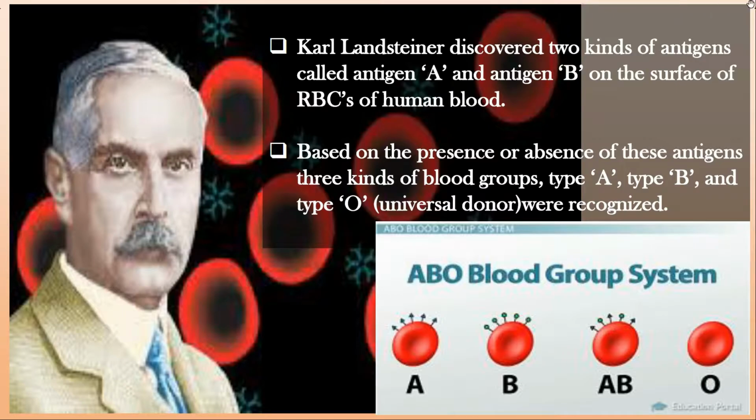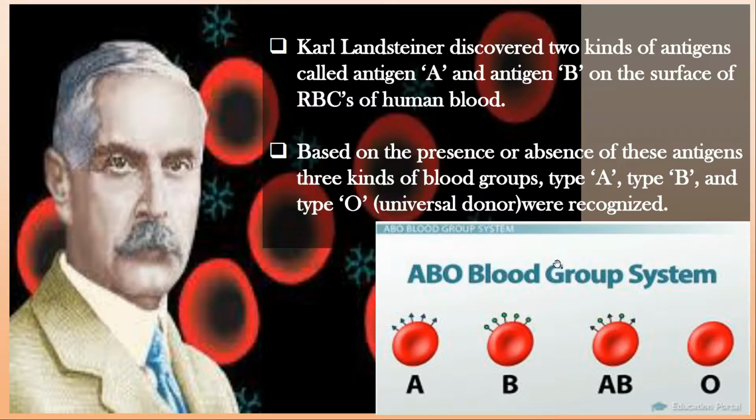Carl Landsteiner discovered two kinds of antigen, called antigen A and antigen B, on the surface of the RBC. Based on the presence and absence of these antigens, three kinds of blood groups were recognized: type A group, B group and O group. When antigen A is present, A group. When antigen B is present, B group. When no antigen is present, it is called O group or universal donor.